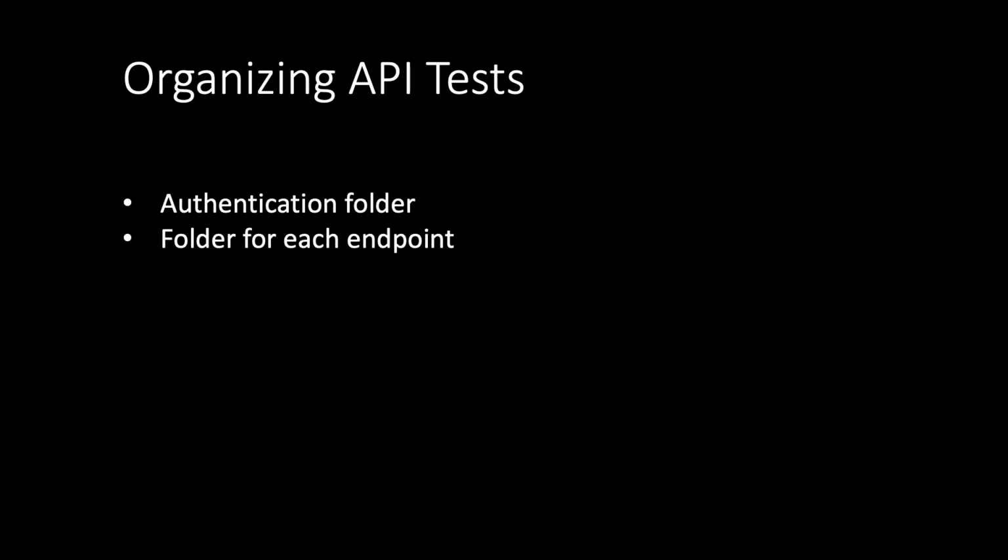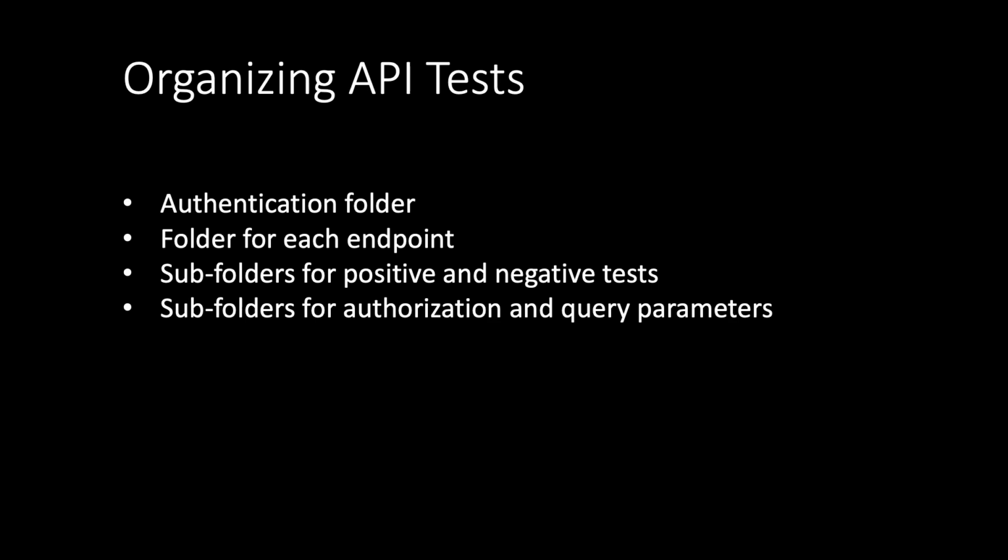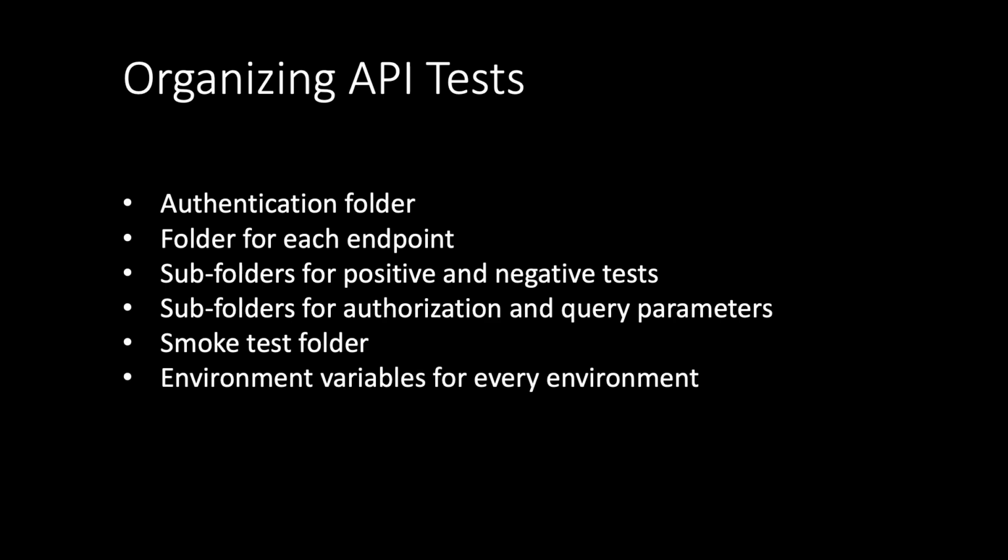So how should you organize your API tests? You should have an authentication folder, a folder for each endpoint, subfolders for positive and negative tests, subfolders for authorization and query parameters, a smoke test folder, and then environment variables for every environment.